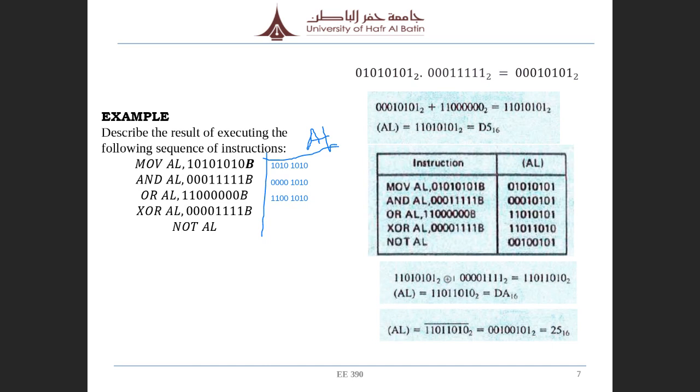So I said before that a 0 doesn't make the other input change, but 1 makes it complement. So 0 means whatever is there, it will be no change, but 1 makes it a complement. It was 1010, now it would be 0101. This is the AL value. Is that okay?